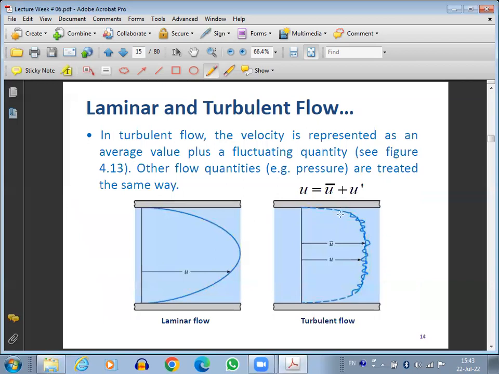So whenever you have a laminar flow, the flow is smooth and can be defined with a specific velocity profile. But for the turbulent flow, there is some disturbance over the regular flow. So you have a mean flow, and then over the mean flow there is disturbance. That is a turbulent flow.